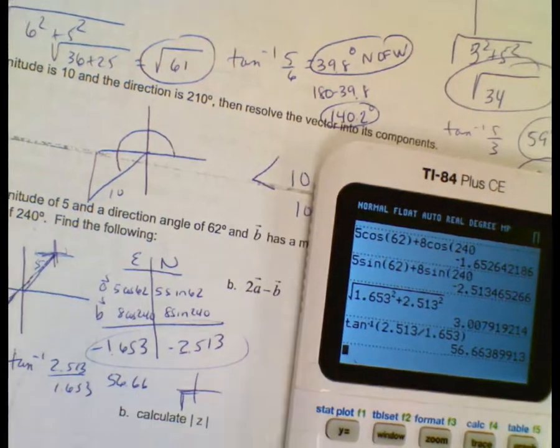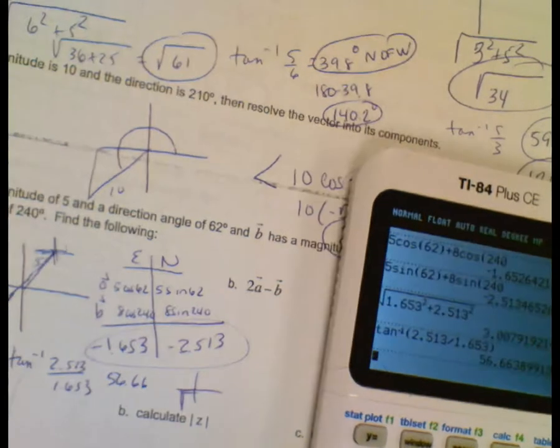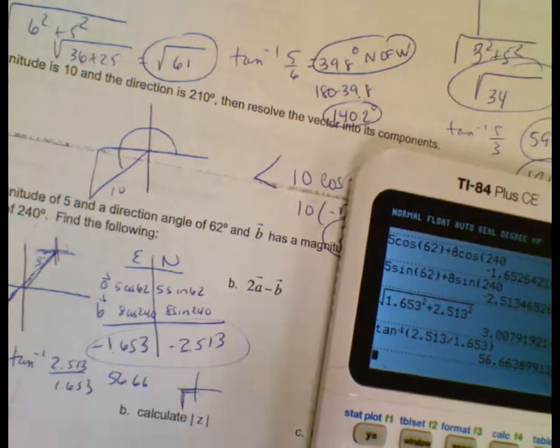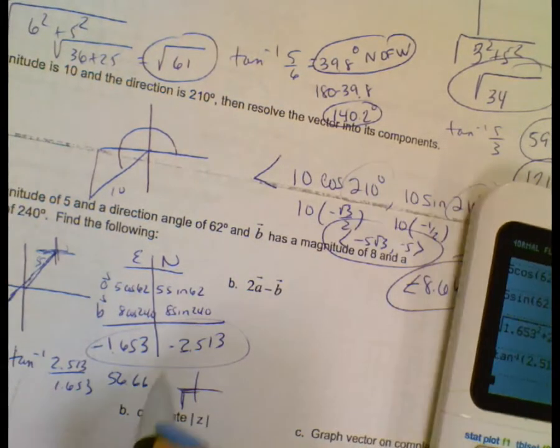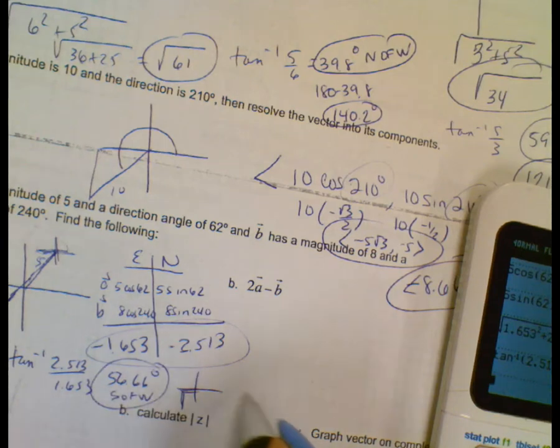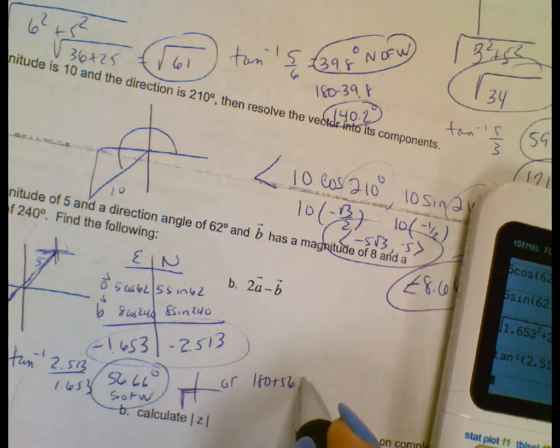So we're getting this 56.66. However, it's in the third quadrant. So you can say 56.66 degrees south of west, or you can say, if you add 180 to that, maybe round it, 236.7.